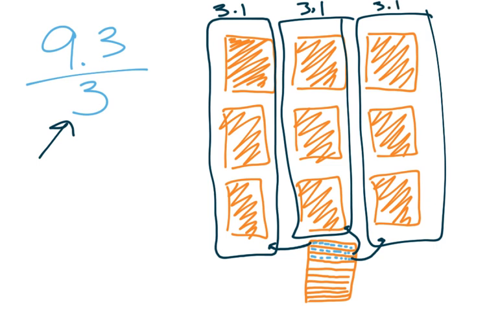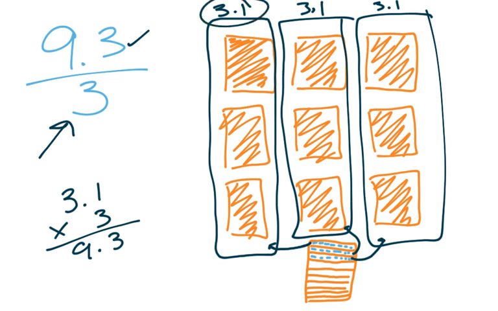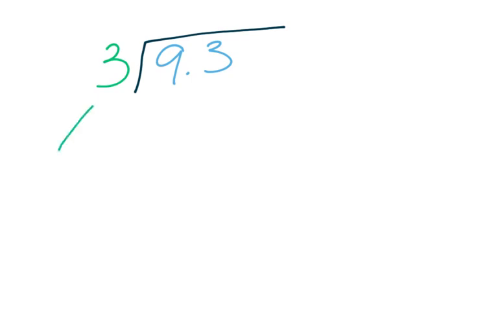Always a good idea to check your work with multiplication. 3 and 1/10 times 3 gives me 9 3/10, my dividend. Okay, so that is the correct answer. But problems aren't always easy to draw, especially when you have much larger numbers. So a way to do it with long division is to say your dividend goes inside, your divisor goes outside. For the sake of today, our divisors will only be whole numbers. Tomorrow we'll talk about what happens if your divisor is a decimal.